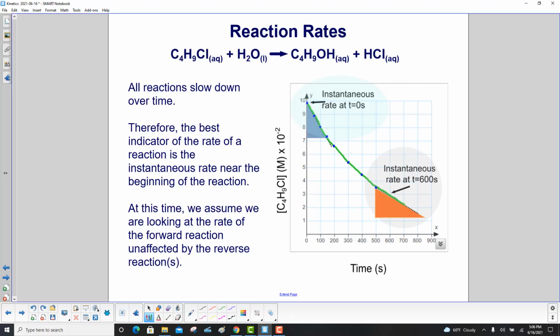All reactions slow down over time. Right over here where the reaction first started, hopefully you can see how that's a pretty big slope. So that's the instantaneous rate at t equals 0 seconds. Over here, the tangent slope is a lot less. That's your instantaneous rate at 600 seconds. So the rate here is much less than the rate here. Therefore, the best indicator of the rate of reaction is the instantaneous rate near the beginning. At this time, we assume we are looking at the rate of the forward reaction unaffected by the reverse reactions.